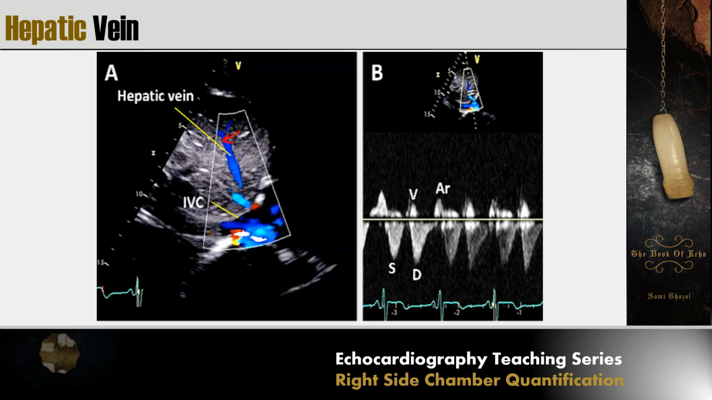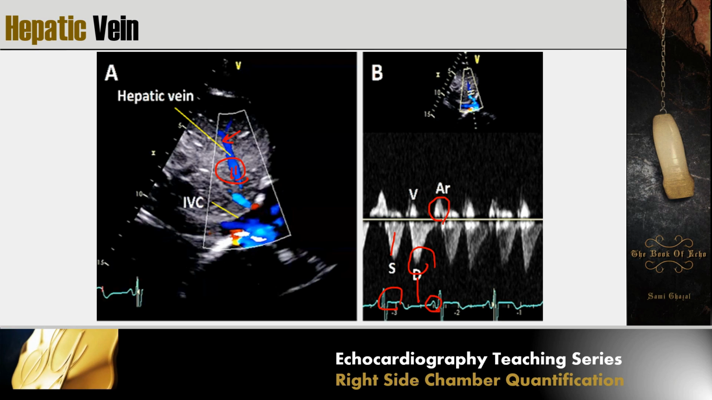Then we put our sample volume within this hepatic vein. We will have a forward flow toward the RA, forward systolic flow, so we call it S during systole. We have a diastolic flow, also forward flow, and similar to the pulmonary vein, we have this atrial reversal after the P wave here. Sometimes an overfilling of the RA will give us this systolic reversal. We call it a V wave or systolic reversal, which is completely normal.